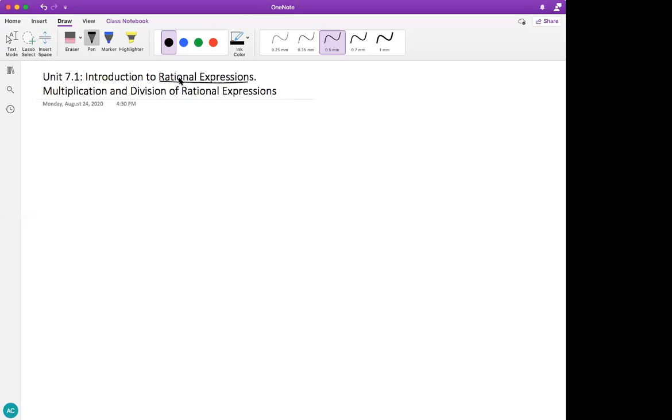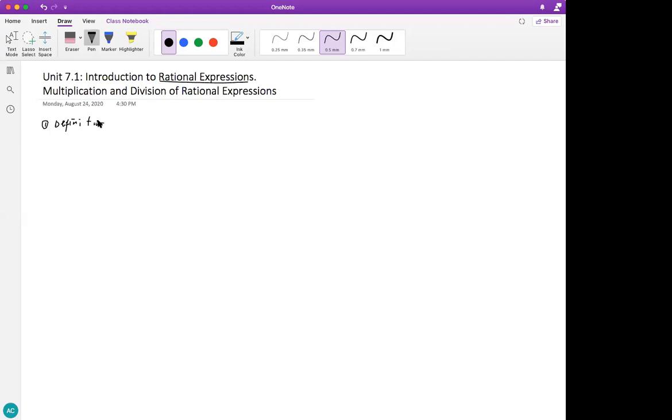We're going to first define them, then we're going to learn how to simplify these expressions, multiply and divide them. And in the next class, we're going to see how to add and subtract these rational expressions. So first we're going to need to define these expressions.